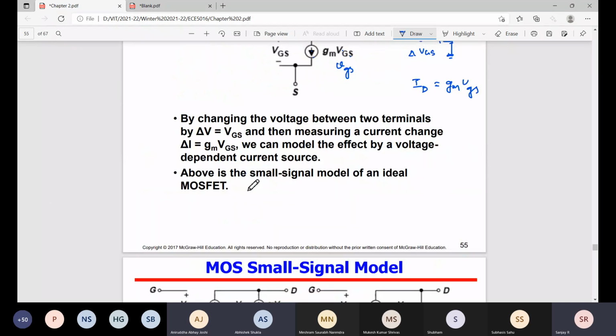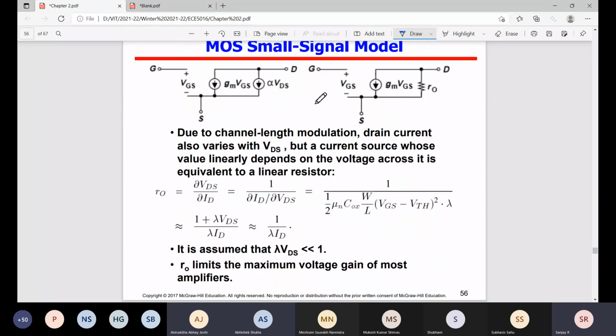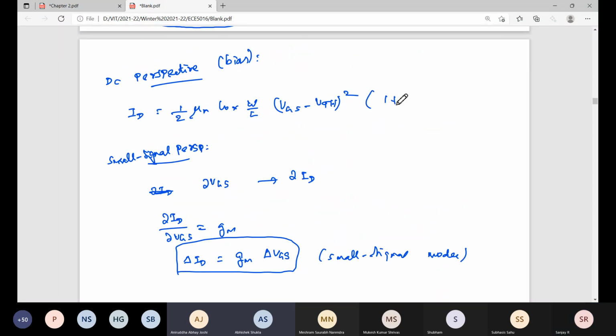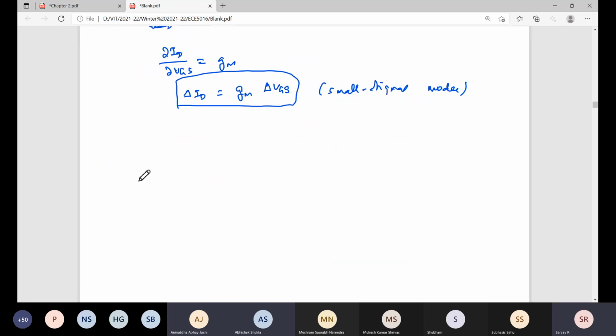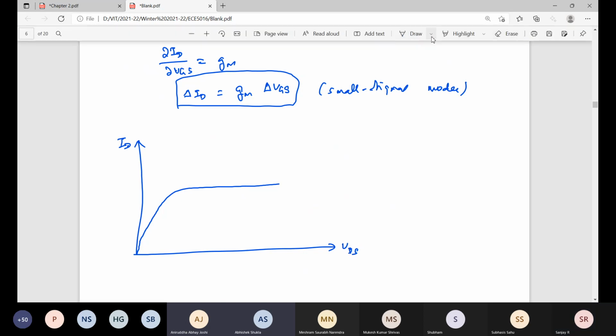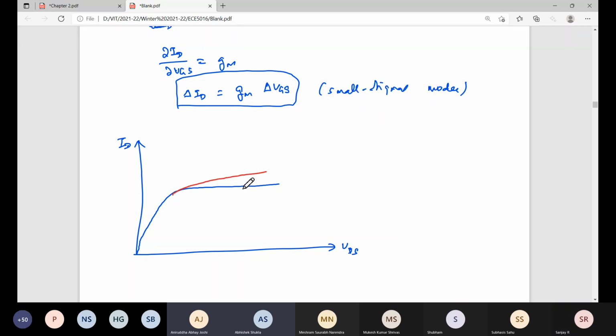This is the ideal thing. But practically the current is not constant in the MOSFET. So what is your formula? Instead of this, the 1 plus lambda VDS term will come. So let me write. What are we ideally expecting? This current, ID versus VDS. But practically what is happening? The current is not constant. So this is called the 1 plus lambda VDS effect. You can see this effect.